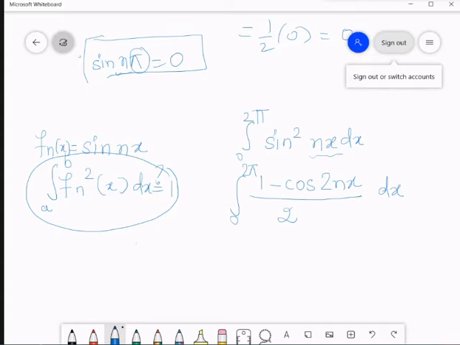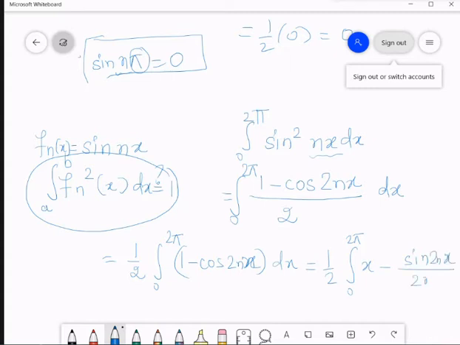So this half I can take outside. 1 minus cos 2nx dx. So this turns out to be equal to 1 by 2, integral 0 to 2 pi. Now here what I have is x, and the integration of cos is sine 2nx divided by 2n. The integral will not remain now.